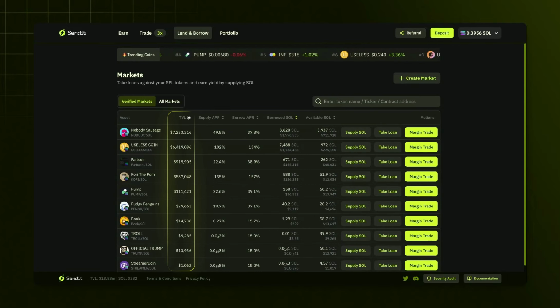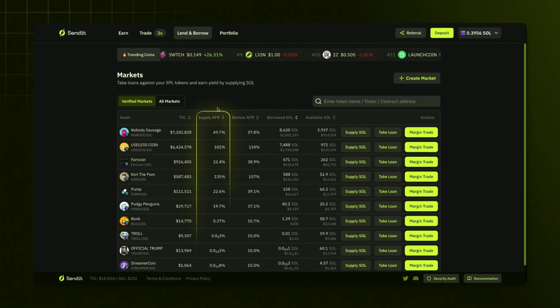TVL stands for Total Value Locked, which is the total assets deposited, including SOL plus the market token. This would be the value of Solana plus nobody in the pool, the value of Solana plus useless in the pool, and so on. The supply APR is the yield that lenders earn for supplying SOL. APR stands for Annual Percentage Rate, representing the annualized return rate, assuming it remains constant over the year.